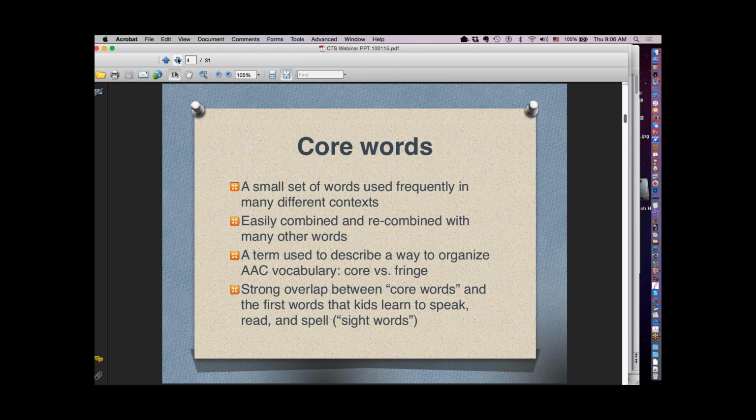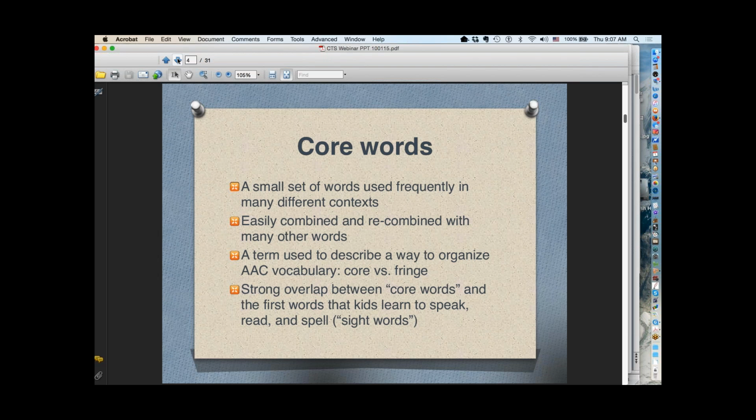It's also used in the speech therapy world as a way to describe one method of organizing a communication system, the words in a communication system. So when we talk about core, we mean that small set of really high frequency words. And when we talk about fringe, we mean those really specific words such as nouns. So "I like to go to" are all high frequency core words, but when I say Starbucks or McDonald's, those are fringe.